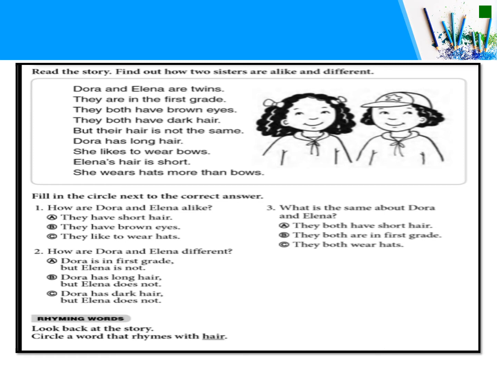In this story, you will see how two characters are same or different. Look at the picture here. There are two girls. They are twins. One is Dora and the other is Elena. Look at Dora and Elena. They have curly hair. Now I am comparing. They have curly hair and they are wearing the same blouse.